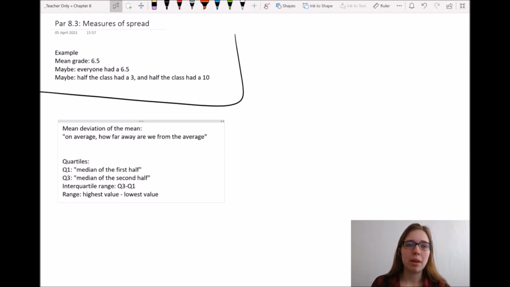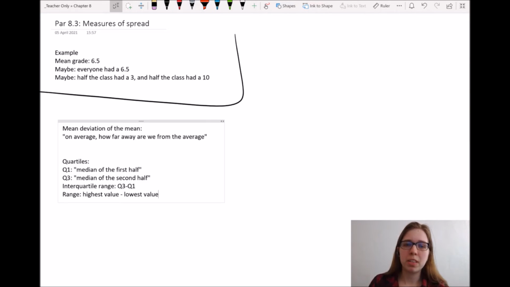So in this case, with our grades, if half the class had a 3 and half the class had a 10, our median would still be right in the middle, so it would also be a 6.5 in this case. But the first quartile would be 3, because in that first half, everyone had a 3, so the middle one is also 3. And the third quartile would be the middle point of the second half, so that's all 10s, so the third quartile would also be 10. So both the interquartile range and the actual range would be 7, 10 minus 3.